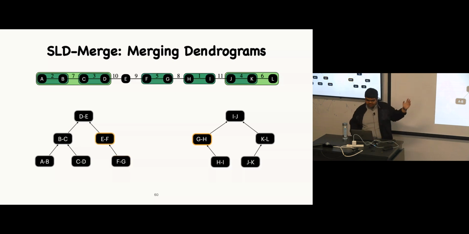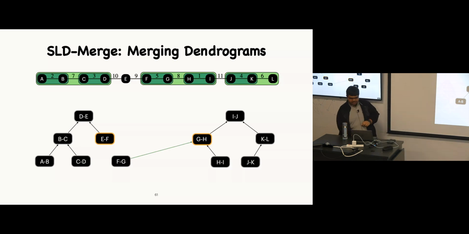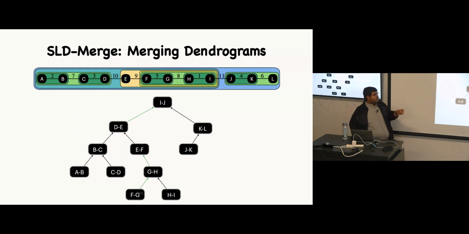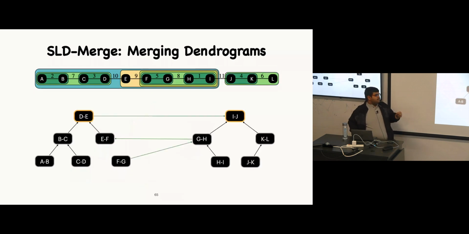And now how does a merge happen? So first we merge the edge FG. And once FG is merged, the next merge that happens is GH. So here the pointer of FG changes. So now it actually points to GH. And this process continues.